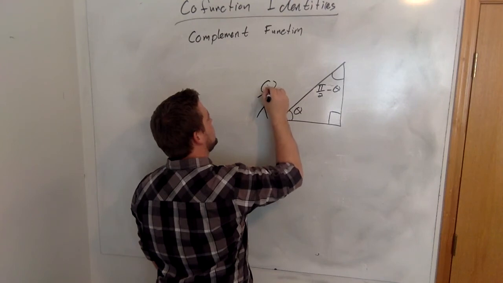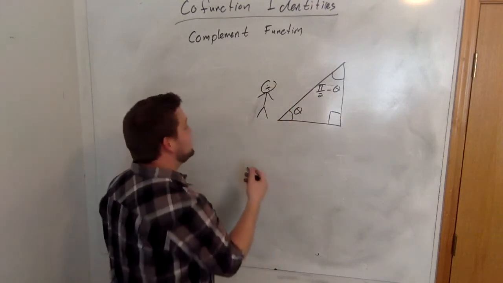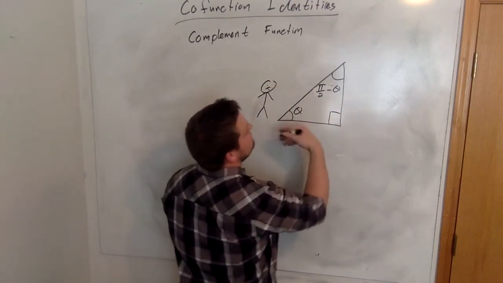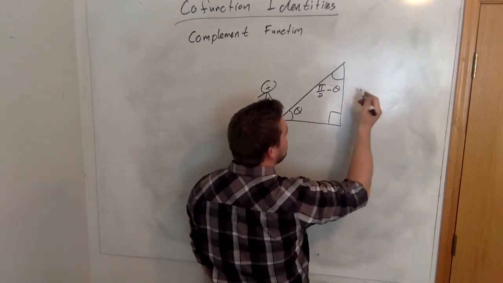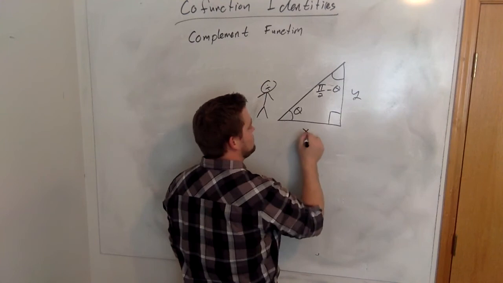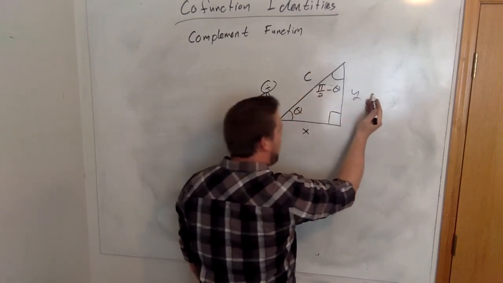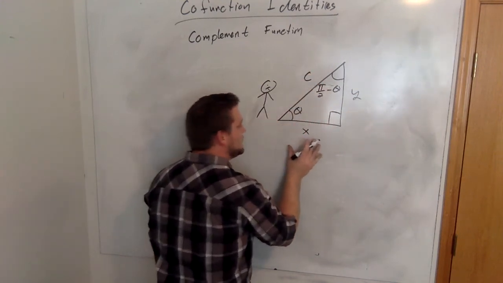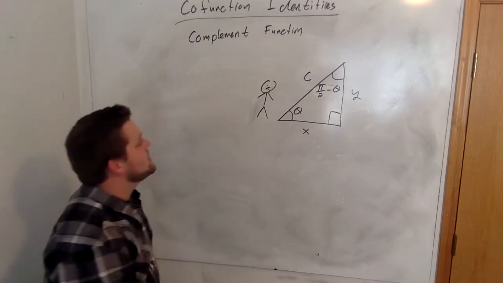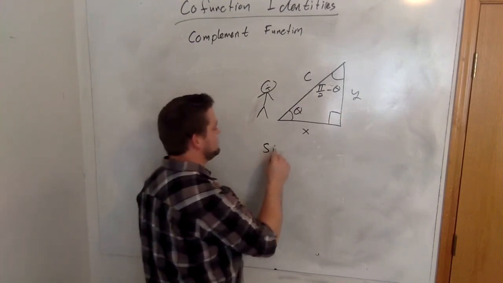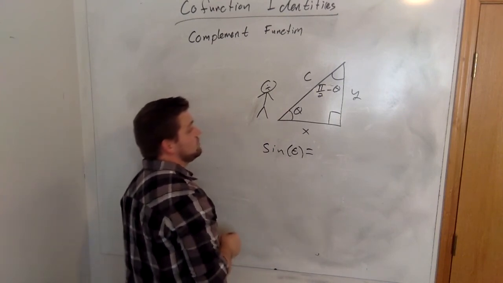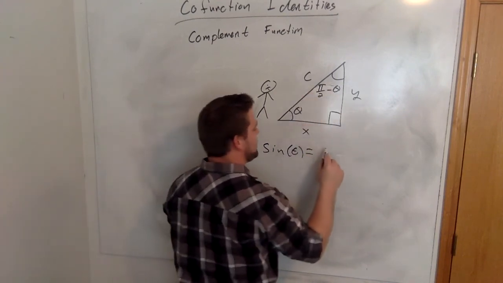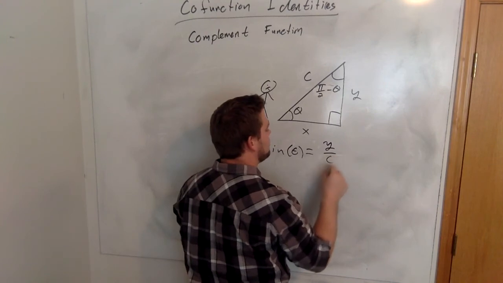If we're standing right here, let's label these sides. Let's call this side y, this one x, and this one c. This would be opposite, this would be adjacent, this would be hypotenuse. Notice here that the sine of theta is, what is sine? Sine is opposite over hypotenuse. This would be y over c.